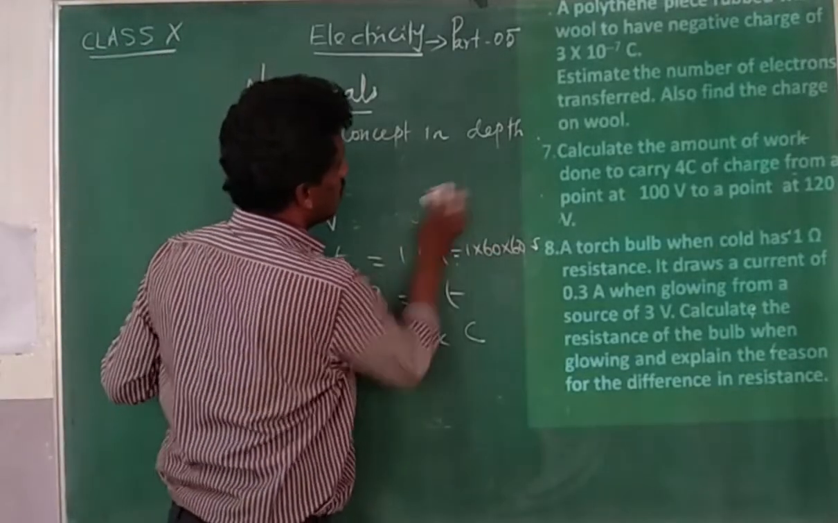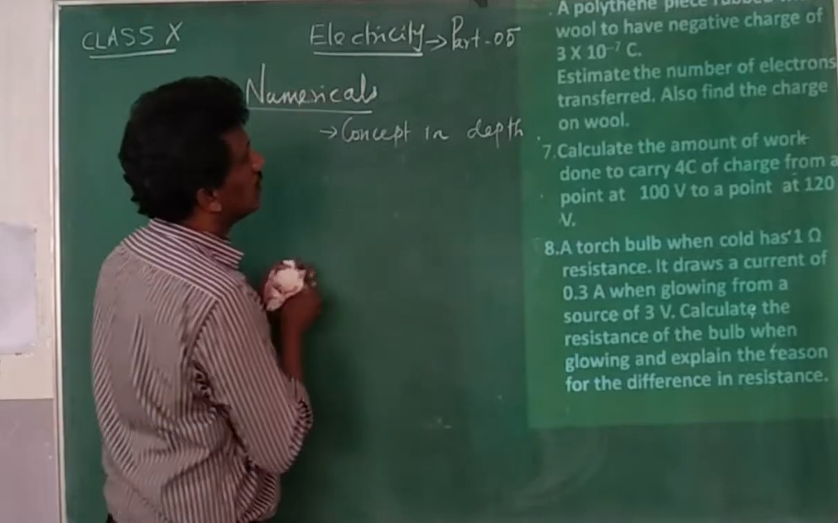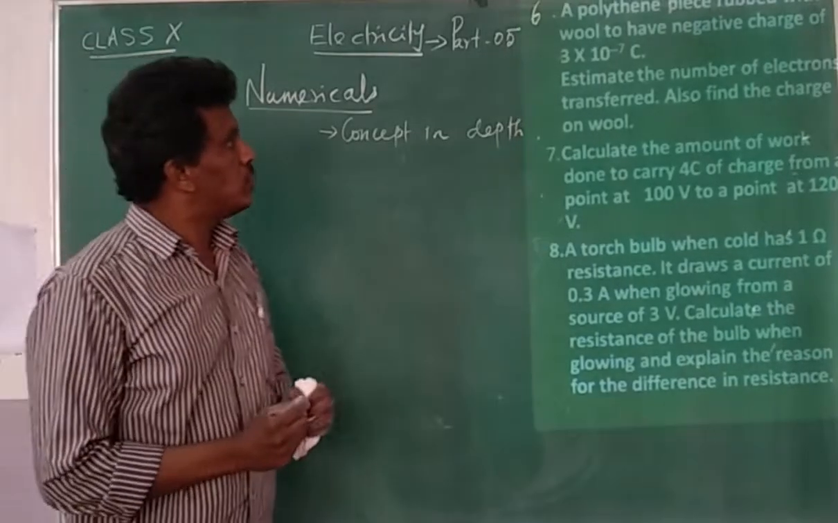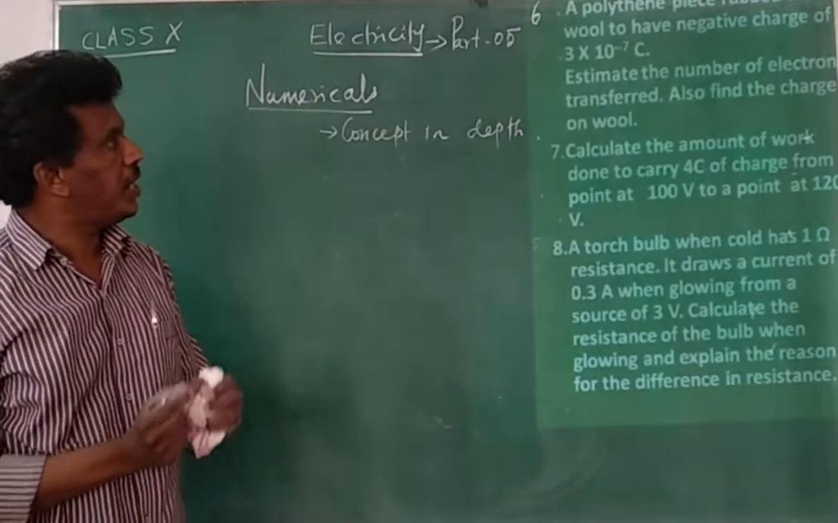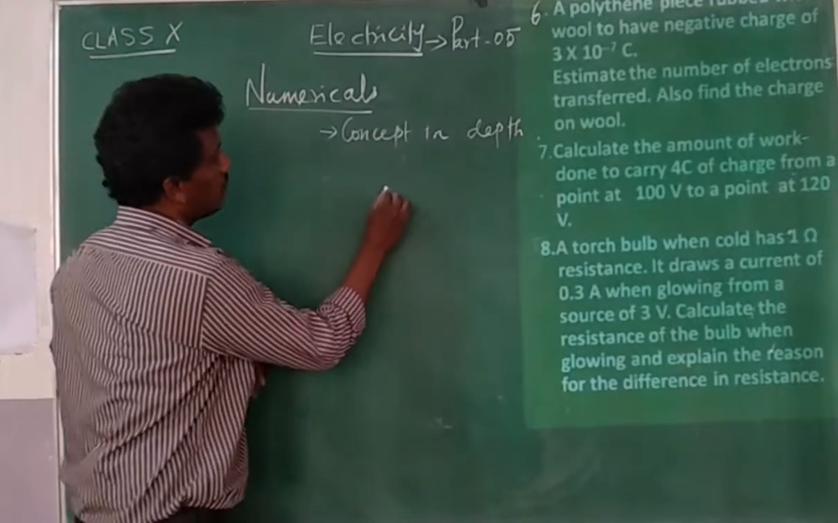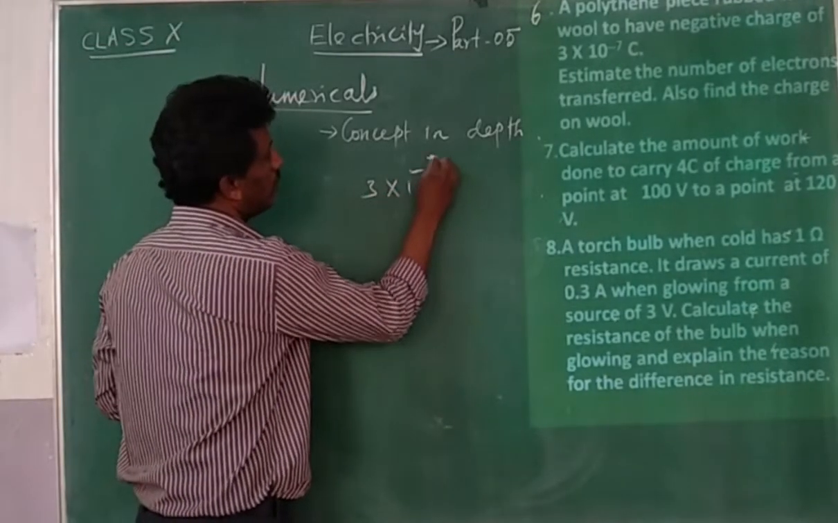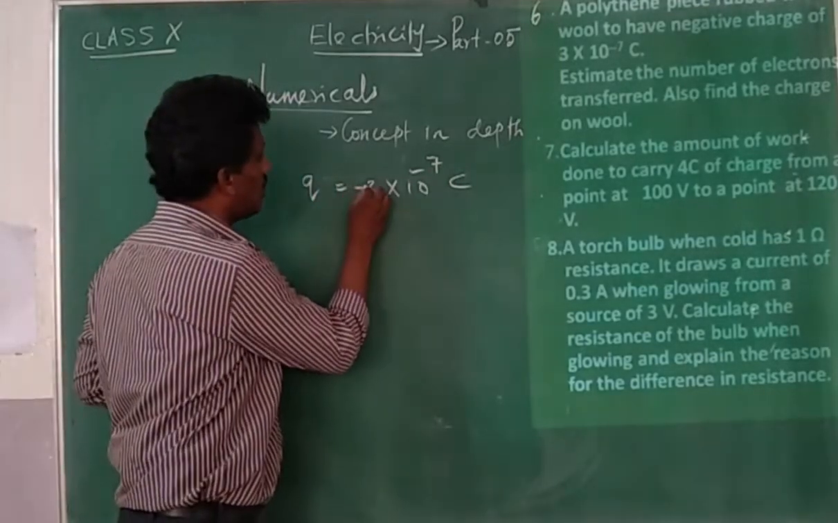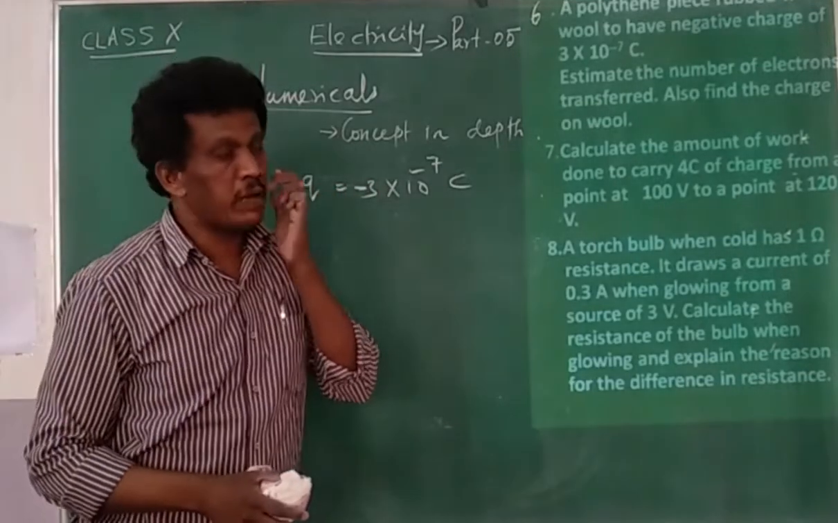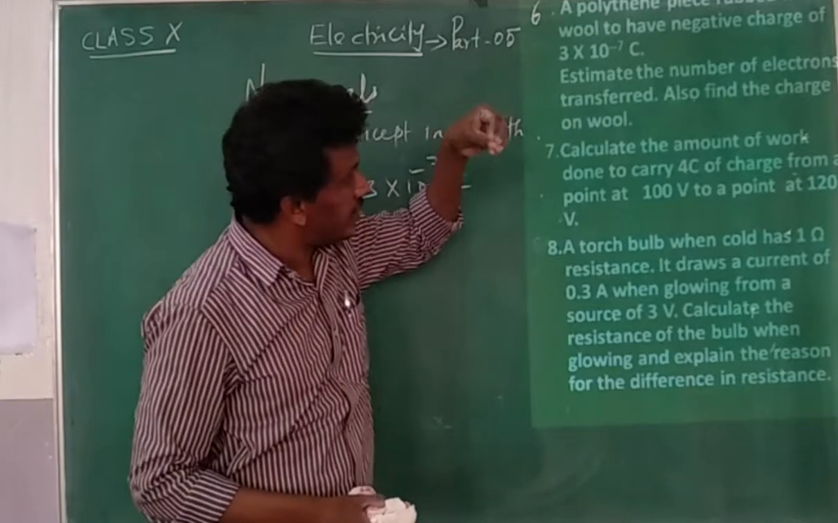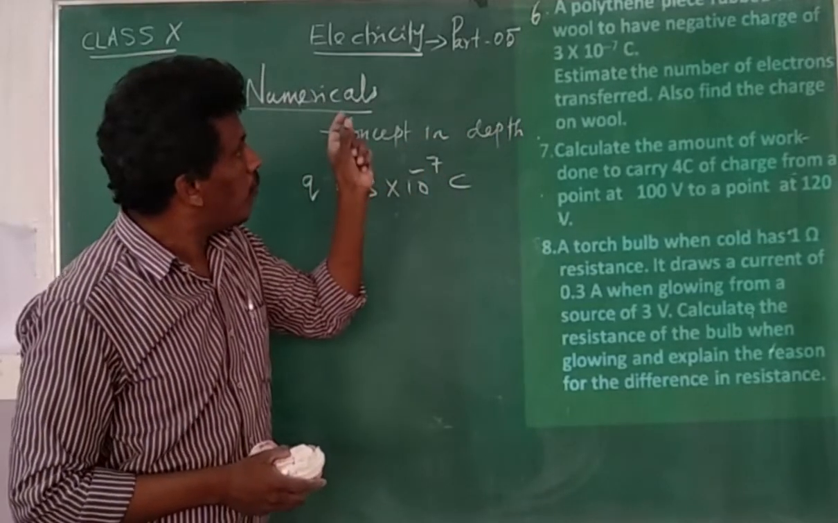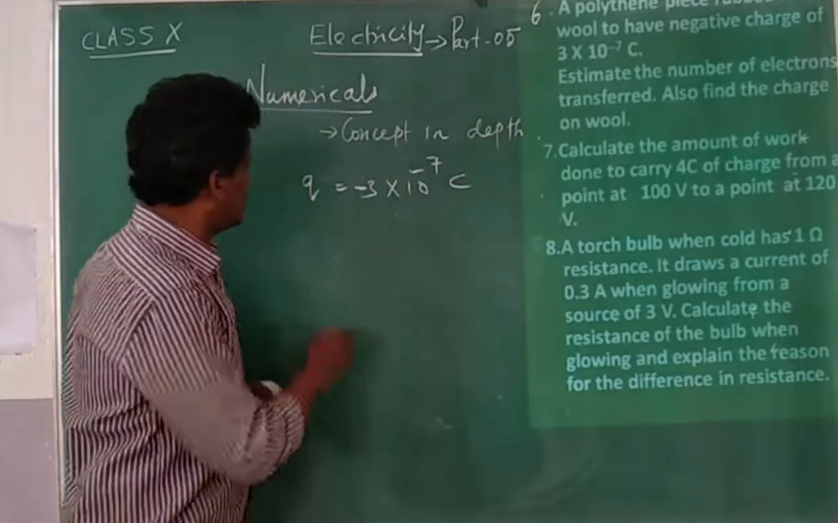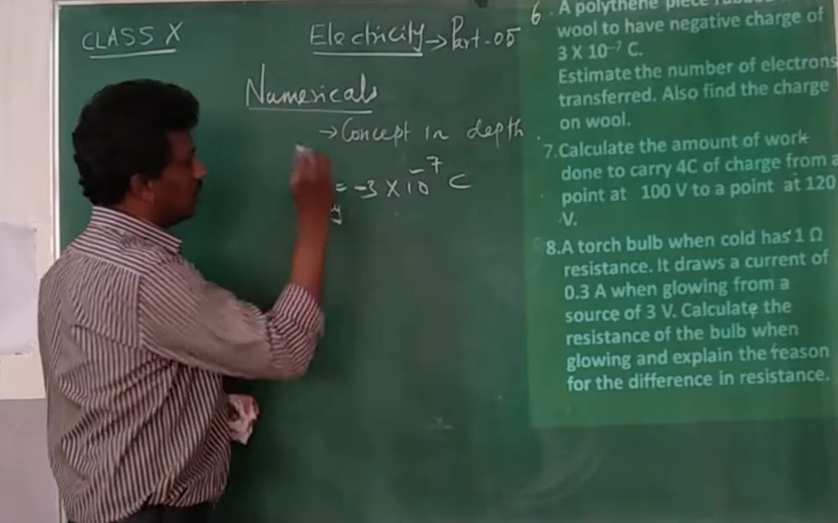Very interesting question. Question number 6. A polythene piece rubbed with wool to have a negative charge of 3 into 10 power minus 7 coulomb. You tell me which is having this negative charge. You may make a mistake by writing wood. Try to understand. Language is also very important. A polythene piece rubbed with wool to have negative charge. Yes, this is the polythene charge.